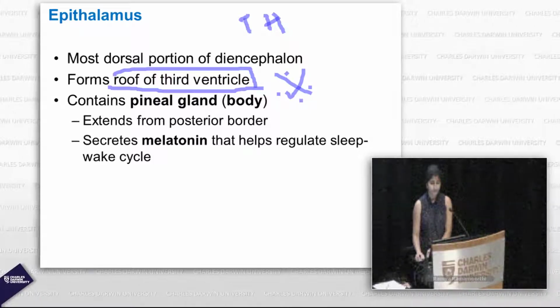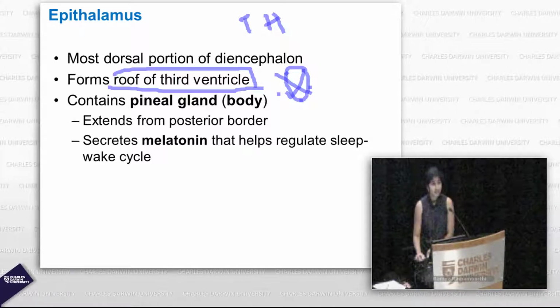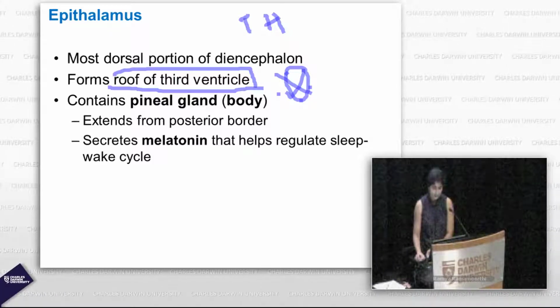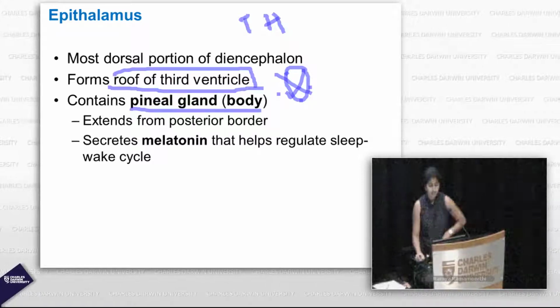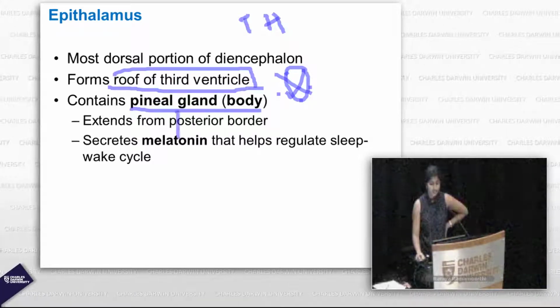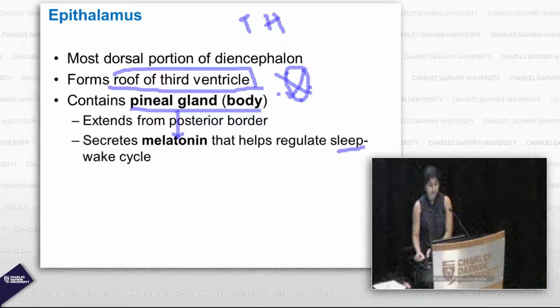The epithalamus contains a very important structure called the pineal gland or pineal body. This pineal gland secretes the hormone melatonin, which regulates your sleep and wake cycle.